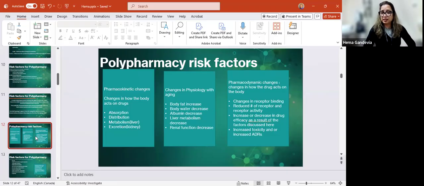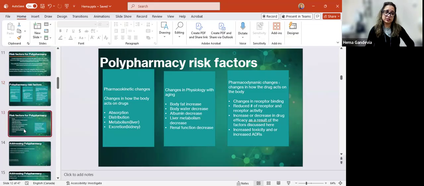So talking about the pharmacodynamic changes and how the drug acts in the body, our adults, our seniors, our older adults, they do have changes in their receptor bindings. They have reduced number of receptors and also reduced receptor activity, as a result of which there could be either an increase or a decrease in the drug efficacy because of the factors mentioned above. So a contributing factor to all these issues would be the increased toxicity and also increased adverse drug reactions.